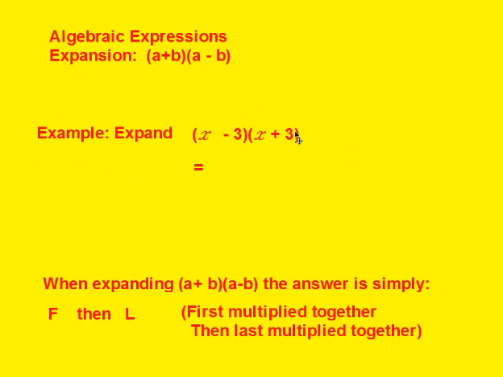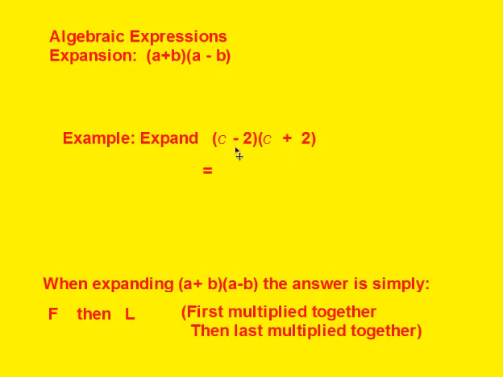Let's see how that works in practice. I notice I have the sum and the difference of the same term. Shortcut. Write down the answer. First times the first is x times x, which is x squared. Last times the last, negative 3 times positive 3 is negative 9, or subtract 9. Done. Finished.